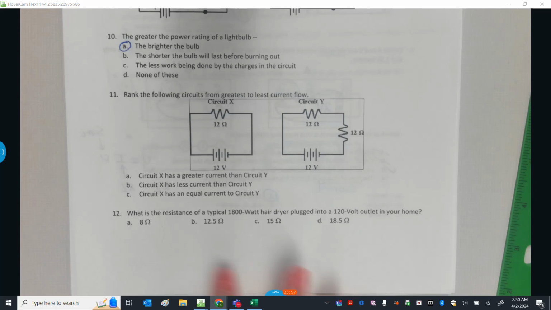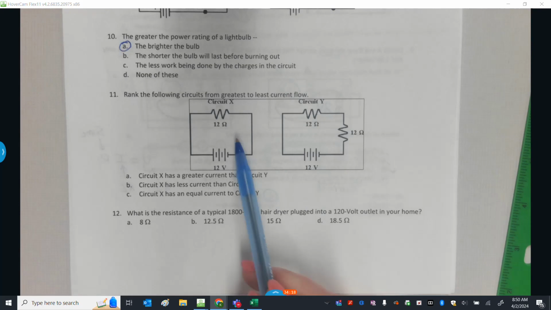All right. Number 11, rank the following circuits from greatest to least current flow. I only have 2 circuits here, X and Y. Basically, I want to know which one has more current. A says X is greater, B says Y is greater, and C says they're the same. So that's the question. Which of those is true? These are both series circuits. Well, this one's series.